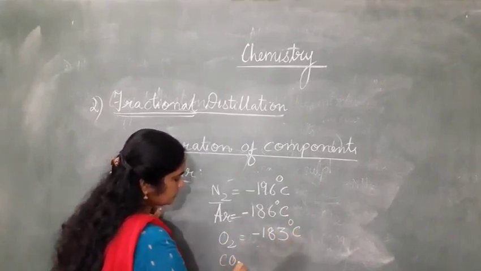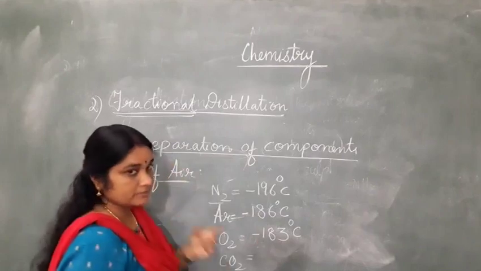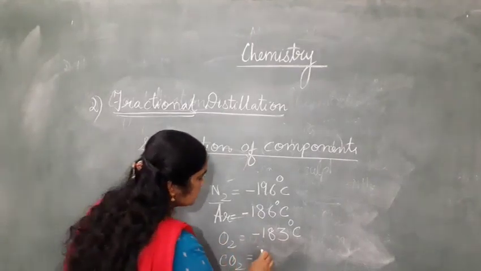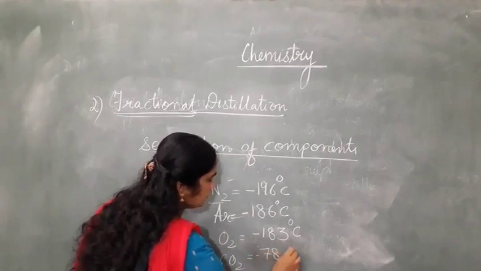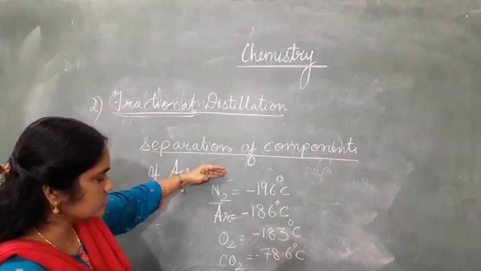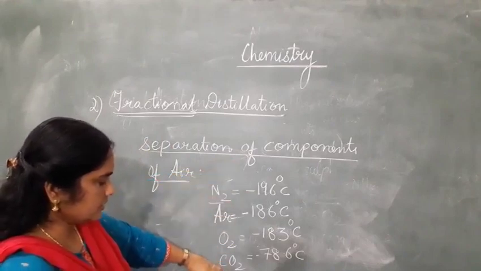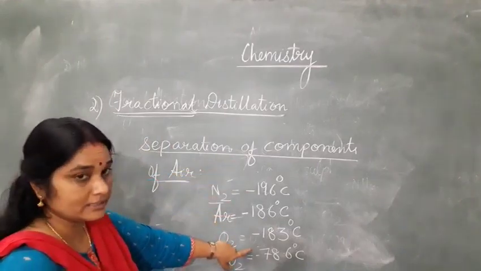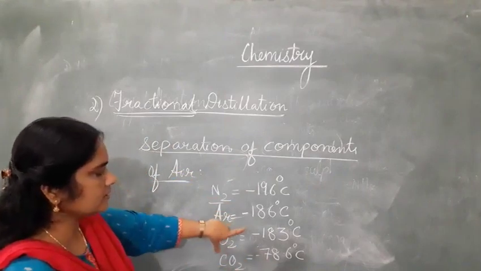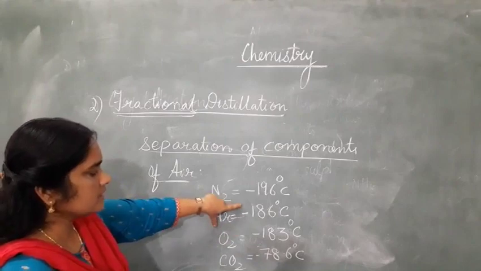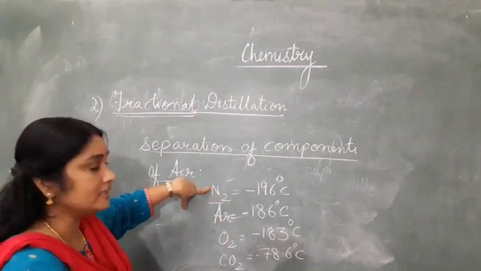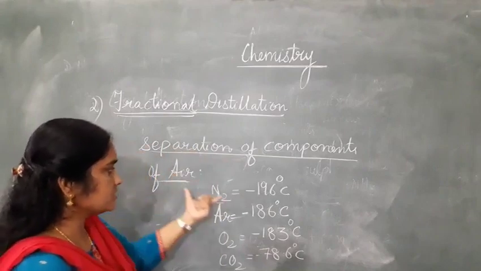And then carbon dioxide, at that temperature, which is also known as dry ice, is around minus 78.6 degrees Celsius. So the least one is nitrogen, and the highest, all are in the negative. Minus 78.6 is the boiling point of carbon dioxide, minus 183 degrees Celsius is oxygen, minus 186 degrees Celsius is argon, and minus 196 degrees Celsius is for nitrogen.